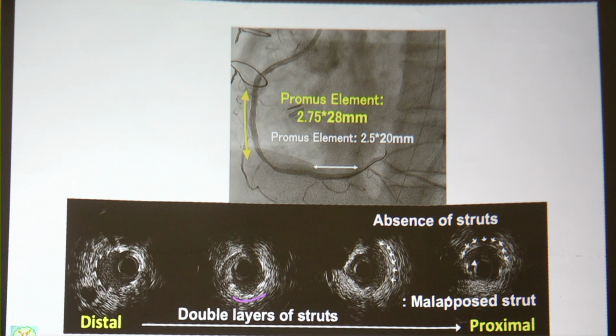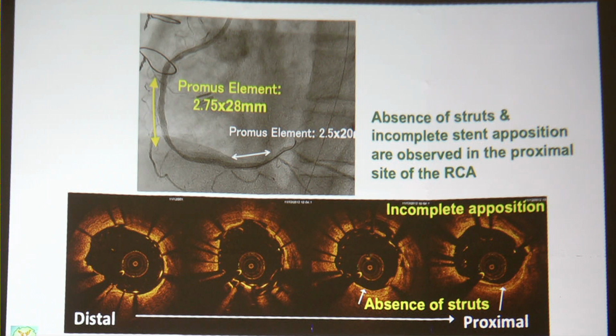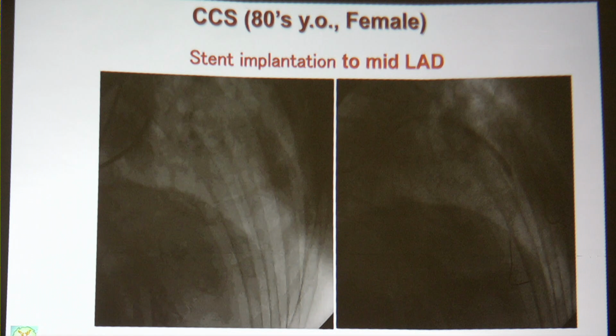Then the operator did the IVUS. You can identify a double layer, and also no stent can be identified. That is the longitudinal deformity caused by the guiding catheter. It is very important to check the imaging after putting in a stent, because by angio we cannot identify any abnormality, right? And OCT gives us much more detail, right? This is a double strut and absence of the strut at the opposite side of this strut, and you can also identify the incomplete apposition in the proximal site.